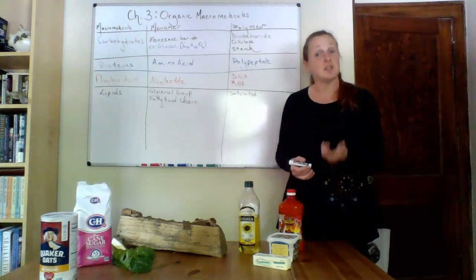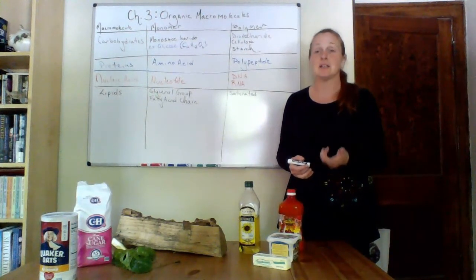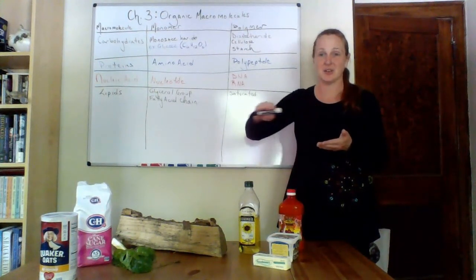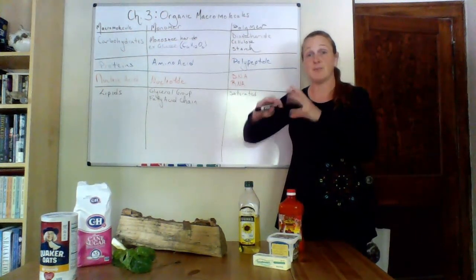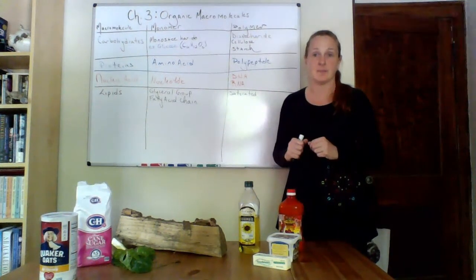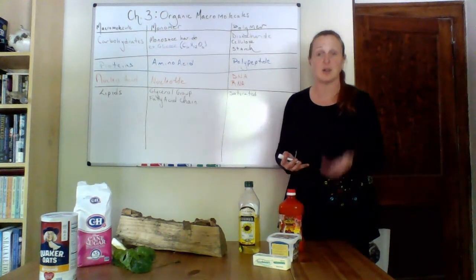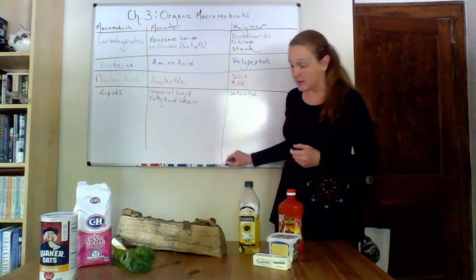What this does to the shape of the fatty acid chain is it makes that shape linear and straight. We get lots of linear and straight molecules all together. They can pack really, really tightly together. When molecules pack tightly together, it's really hard to break them apart.